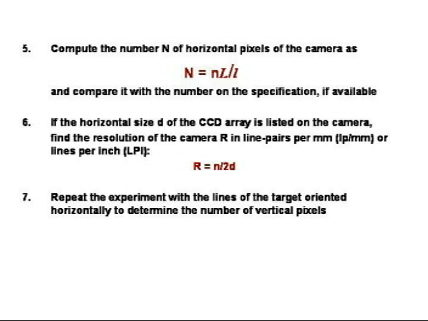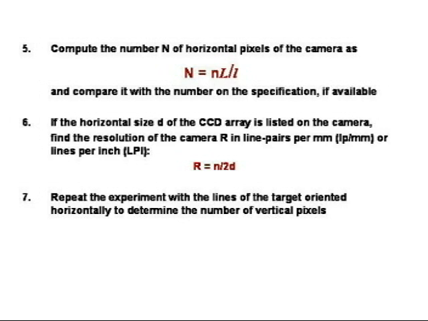If you know the horizontal size D of the array, you also can calculate the resolution of the camera R, as you see from the formula. It's the number of lines per inch of the target divided by the doubled width of the CCD sensor. Double width because one white line takes 1 pixel and one black line takes 1 pixel. That is why you have to divide small n by 2.